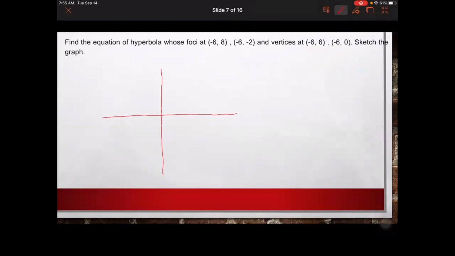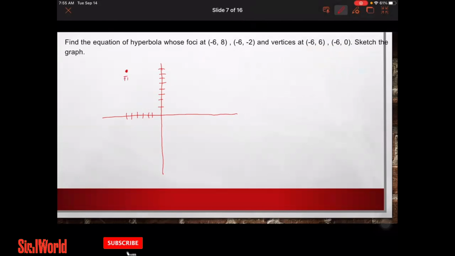We have here negative 6 and 8. So 1, 2, 3, 4, 5, 6. Then positive 8. 1, 2, 3, 4, 5, 6, 7, and 8. So ito siya. This is our F1.